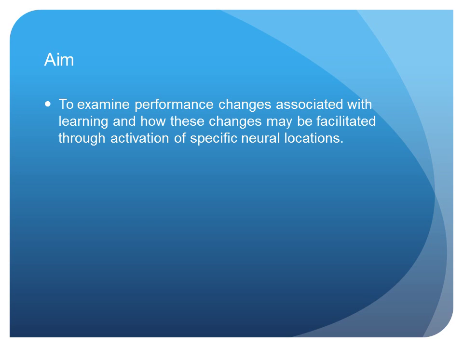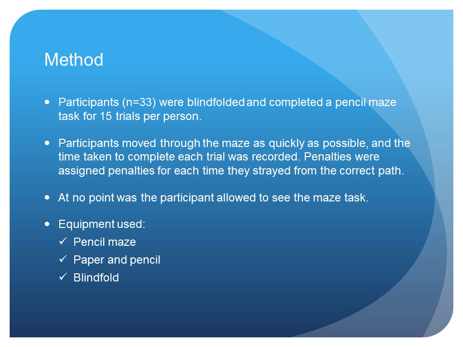The aim of this lab activity was to examine the performance changes associated with learning and how these changes may be facilitated through activation of specific neural locations. For this lab activity, we had 33 participants completing a pencil maze task while they were blindfolded for 15 trials per person. Each trial was completed with the intention to do it as fast as possible, and the time taken to complete each trial was recorded.